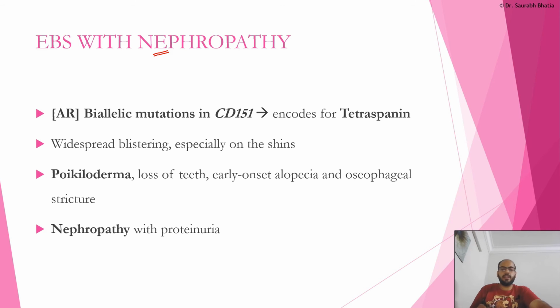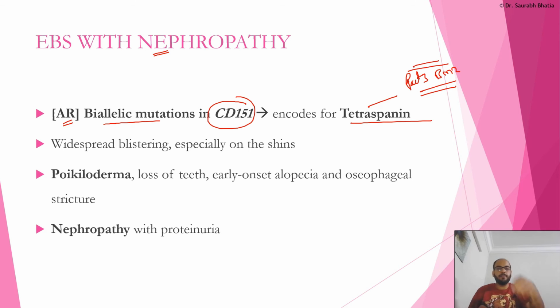EBS with nephropathy is autosomal recessive inherited with biallelic mutations in CD151. Now CD151 encodes for tetraspanin. We already discussed tetraspanin in part 3 of basement membrane zone. Go back and see that video to learn why tetraspanin is important. There is widespread blistering, especially on the shins. There is poikiloderma, loss of teeth, alopecia, esophageal stricture, and nephropathy with proteinuria.